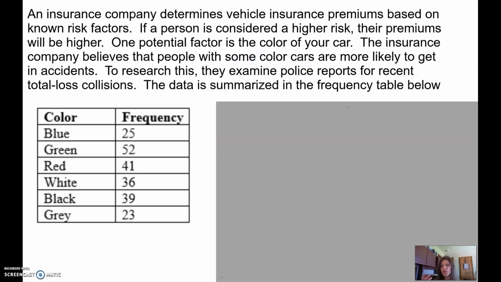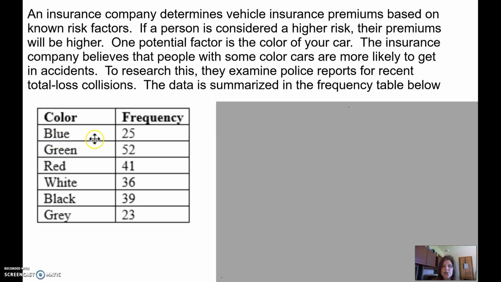Okay. Here's one more, just to show you. I thought that was kind of a fun problem. Insurance companies base your premiums on risk factors. And one risk factor that they believed existed was actually the color of the car. So they looked at actual police records to find out in total loss collisions of cars, what was the color of the car. Okay, and then they noted that.